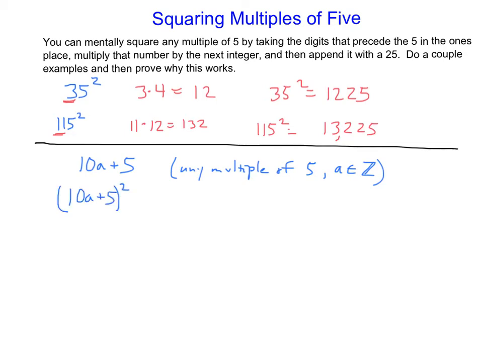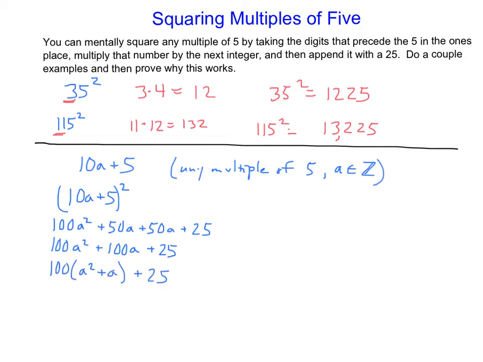So, foiling this out, we get, and then we'll have to gather the like terms of the 50a and 50a. Okay, so you can kind of see that we're tacking on that 25 at the end there. That's good. Now that we have this 100 here, let's factor that out. So remember here that a is an integer, so I have some kind of integer here, a squared plus a, times 100. That's going to guarantee that the last two digits are going to be zeros. That's just enough space to tack on a 25.